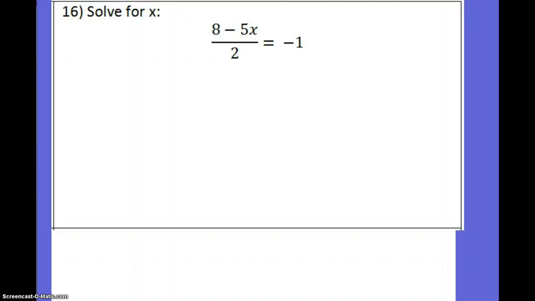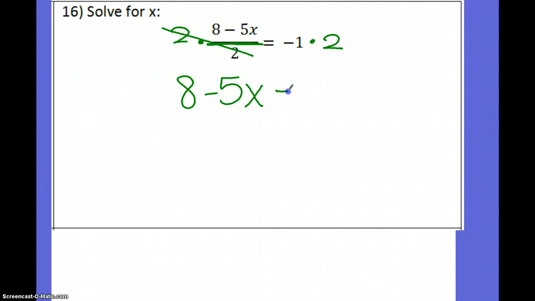Solve for x. So because everything is being divided, we got a big divide on one side. That's the first thing we want to get rid of. So we'll multiply both sides by 2. 2 divided by 2 over here cancels, and that's gone completely because that's 1. And I have 8 minus 5x. Negative 1 times 2 is negative 2.